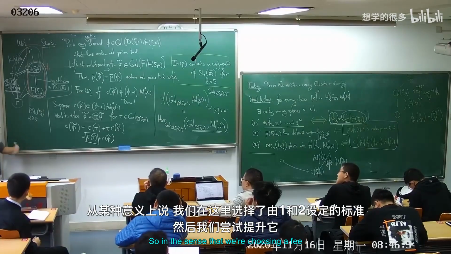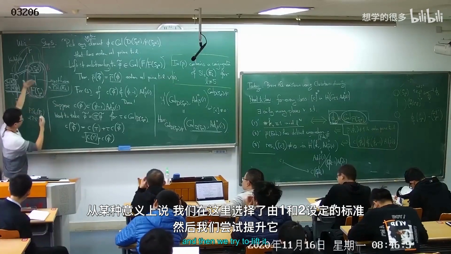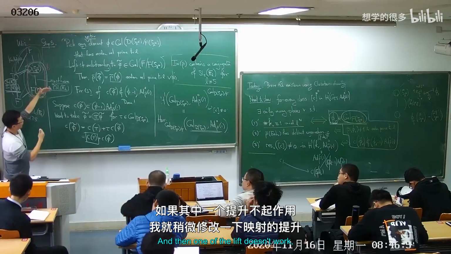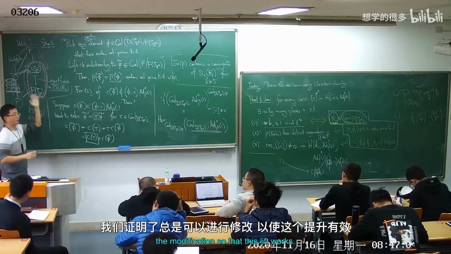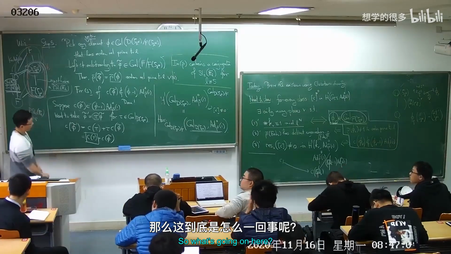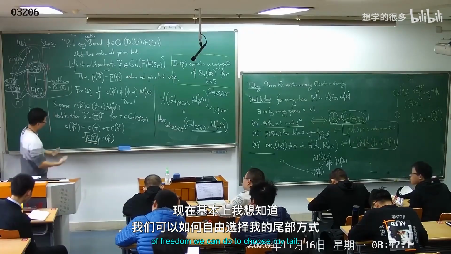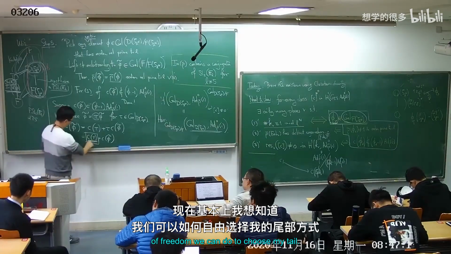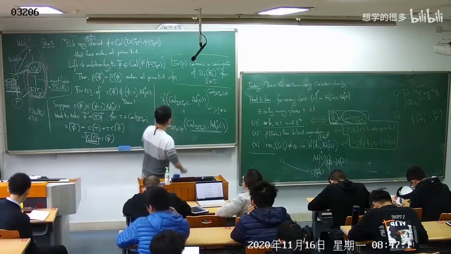So in the sense that we're choosing a phi here, set by 1 and 2, and then we try to lift it. And then if one of the lifts doesn't work, then I just modify the lift a little. And we show that we can always do the modification so that this lift works. So what's going on here? So now basically I want to know what kind of freedom we have to choose my tau. So this comes down to the map I just erased here.